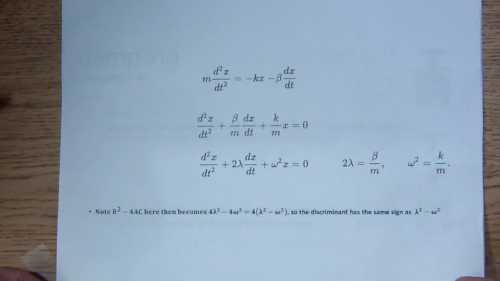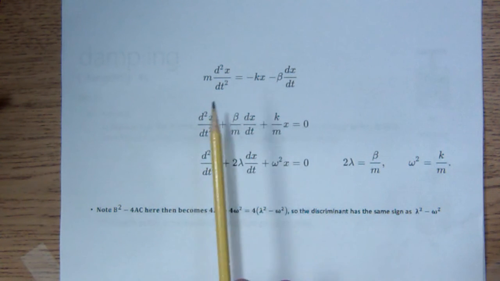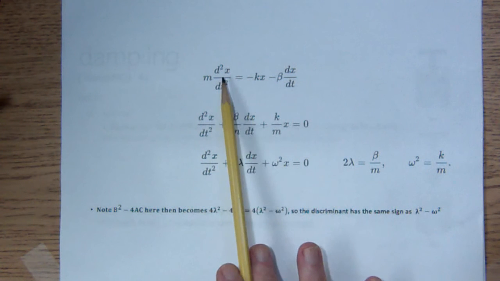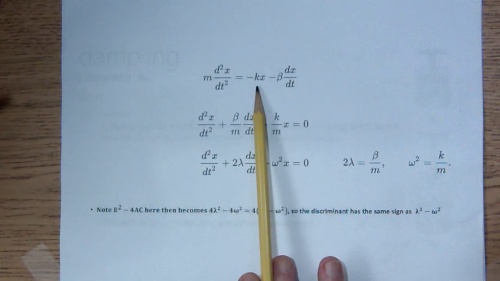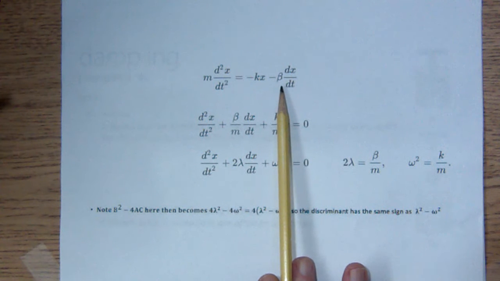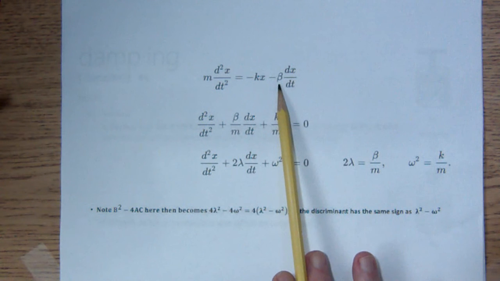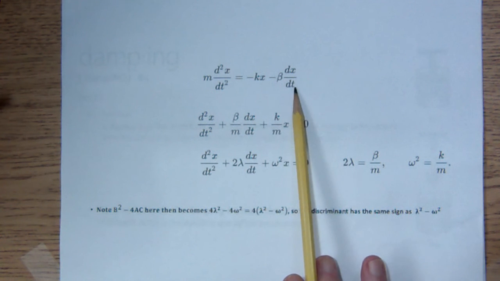How does this damping affect our fundamental equation? You might remember before we started with ma equals minus kx, but now what we're saying is there is a resistive force that is directly proportional to the velocity, so this is a minus beta times dx/dt.